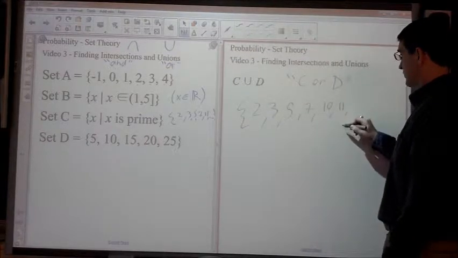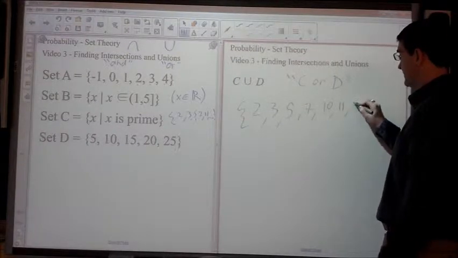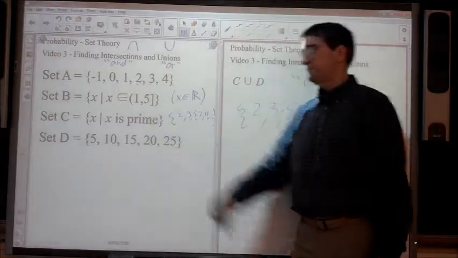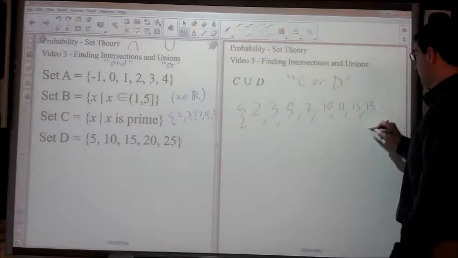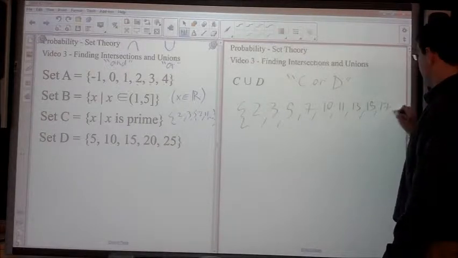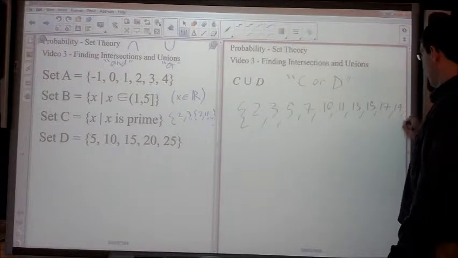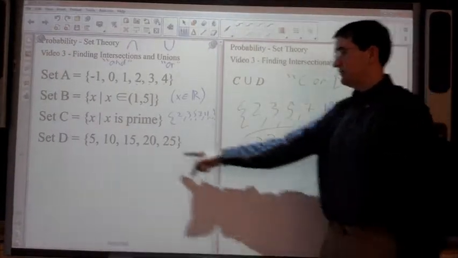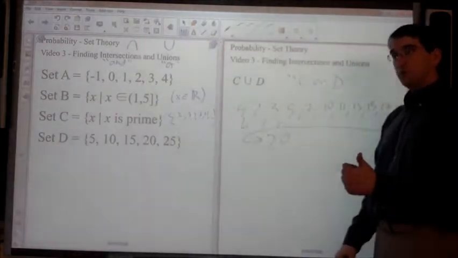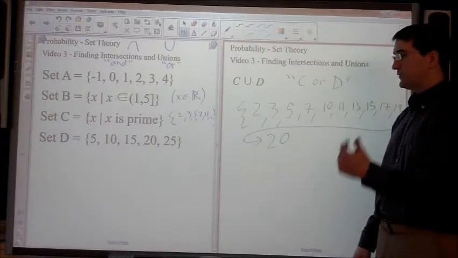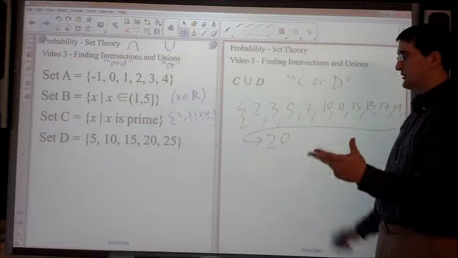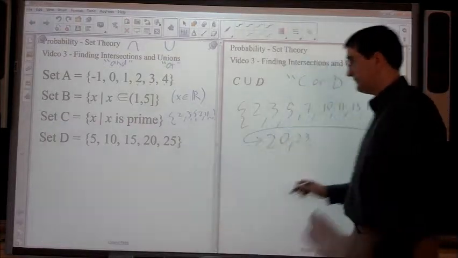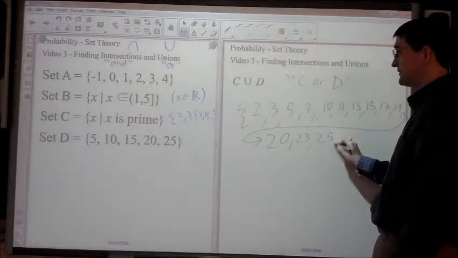There's 13, which is prime. 15 is not prime, but 15 shows up in set D. Then we have 17, which is prime. 19, which is prime. Need a little bit more space. 20 is not prime, but it shows up there. 21 is not prime. 22 is not prime. 23 is prime. 24 is not prime. 25 is in set D. And that's everything for set D.